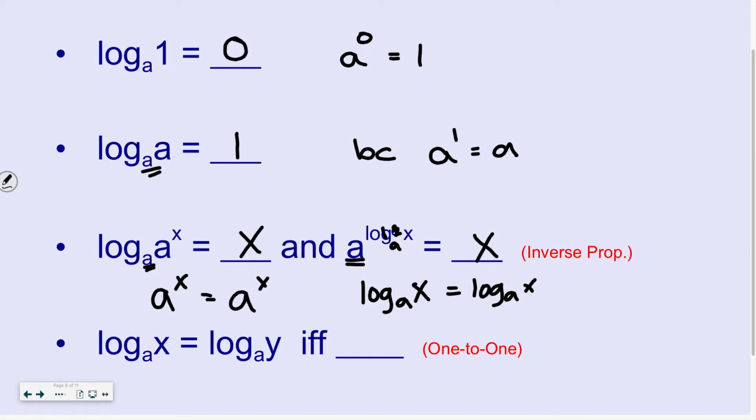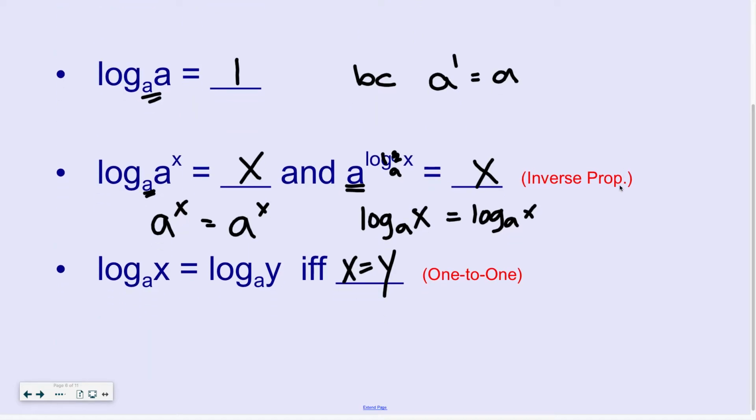Log base a of x is equal to log base a of y if and only if what was true? X equals y, Emily says. Yep. So this is our one-to-one property. It's a lot like the one-to-one property for exponents. If the logs have the same base, then the only way they're going to be equal to each other is if you're taking the log of the same thing. Okay, so you can use that to solve some equations.